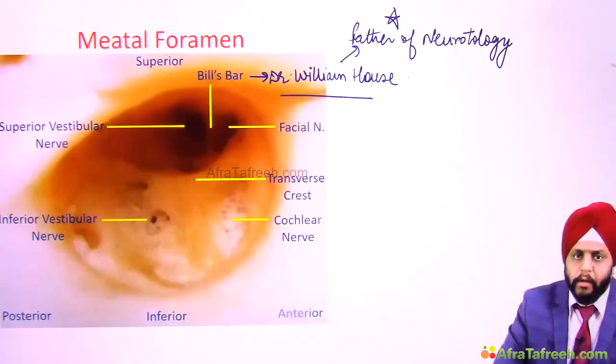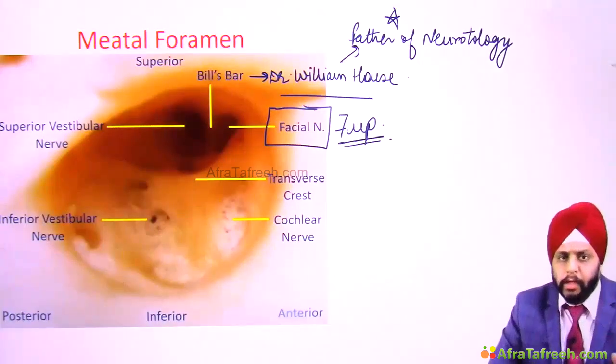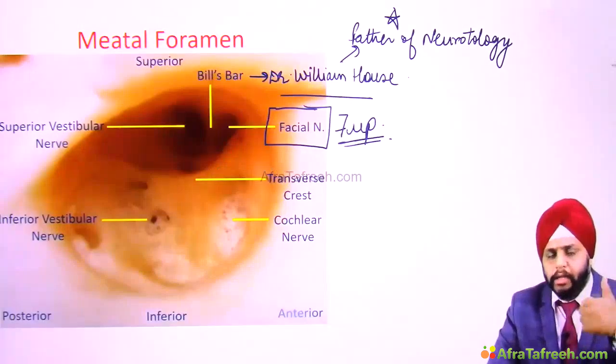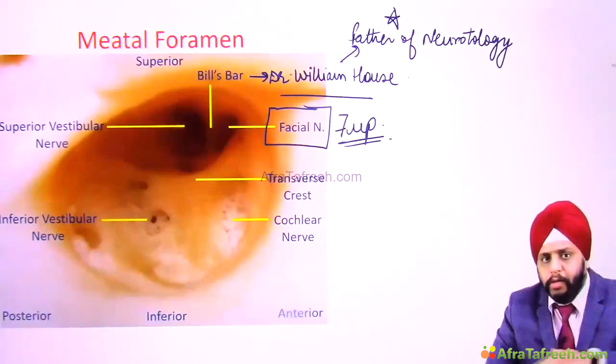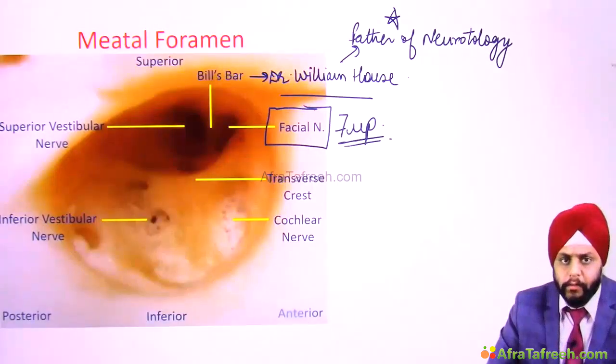Remember, the facial nerve is superior. So we can remember it as 7 up. Just remember 7 up, the cold drink. So facial nerve 7 is up. So in the upper part of the meatal foramen, anterior to Bill's bar, we have the facial nerve.